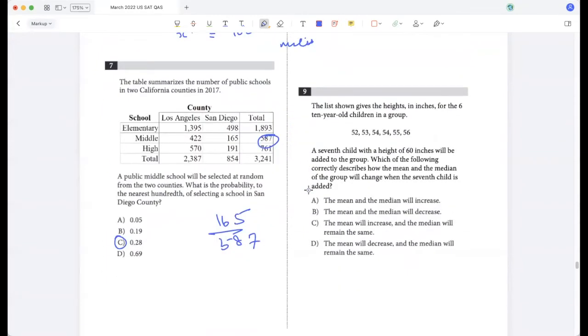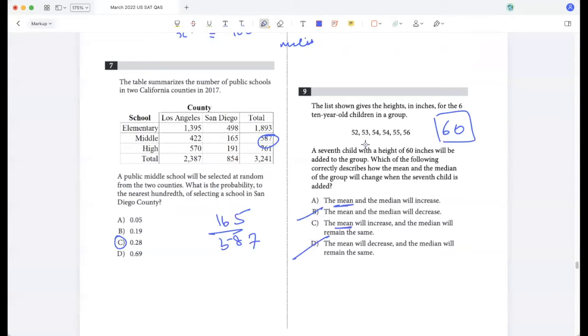The list shown gives the heights for the 6 10-year-old children in a group. A 7th child with a height of 60 will be added to this group. Okay, so we'll add a 7th child with 60. Which of the following correctly describes how the mean and the median will change when the 7th child is added? So obviously the mean will increase because you are adding a data point which is to the right of the data set. So the mean will definitely increase. Okay, and what will happen to the median?